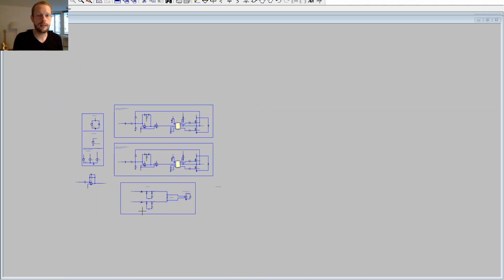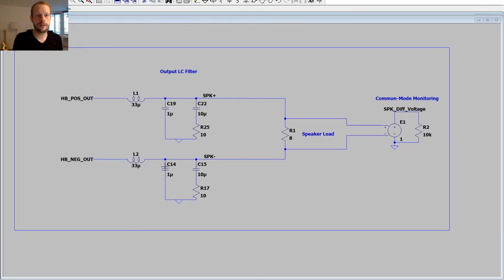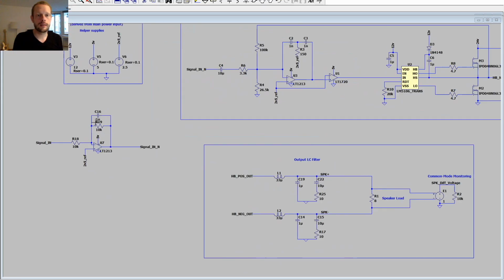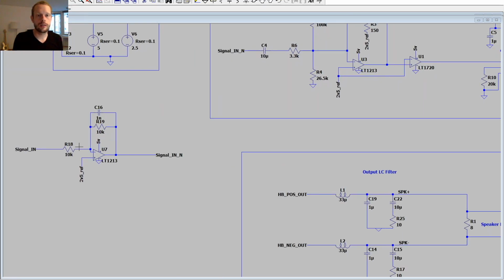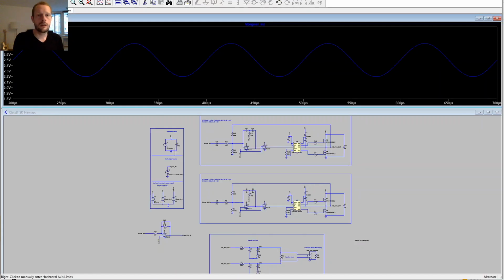And here once again is our output LC filter. This is exactly the same as in my last video. And here is once again a circuitry which will invert our signal to a negative signal input, and the negative signal input will be amplified by this power stage. But now let's have a look at how the signals look.